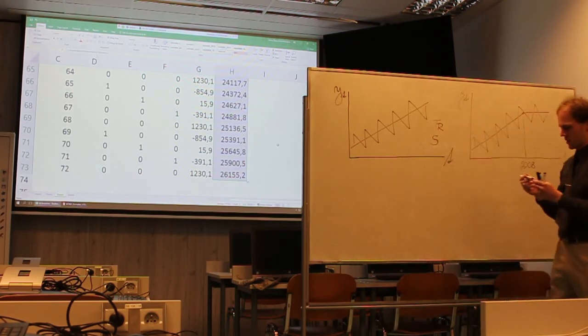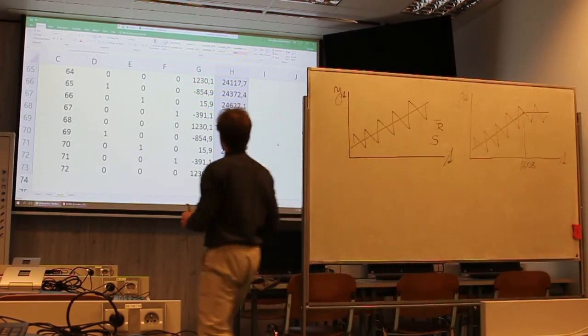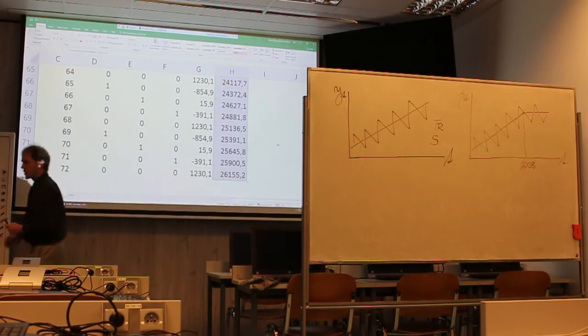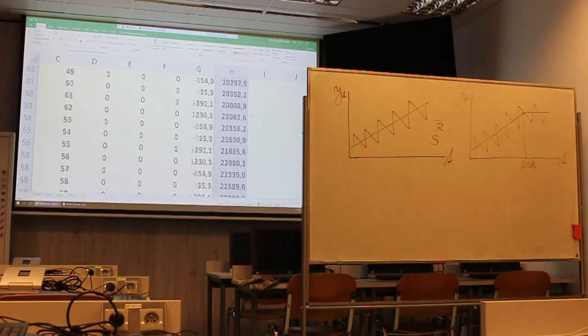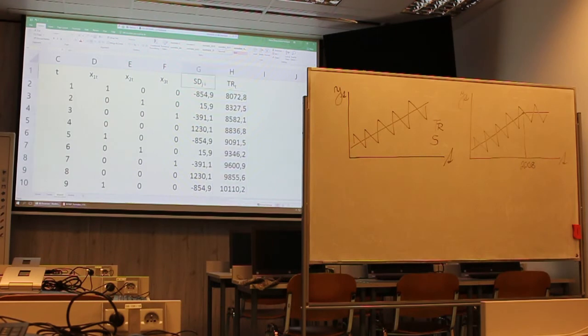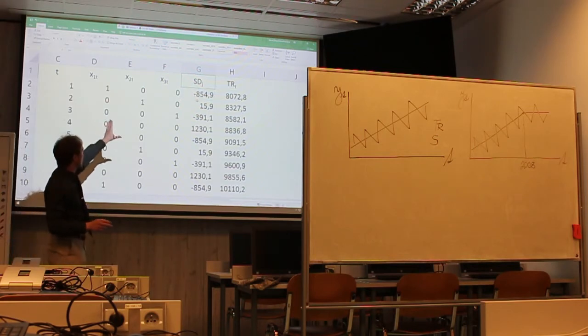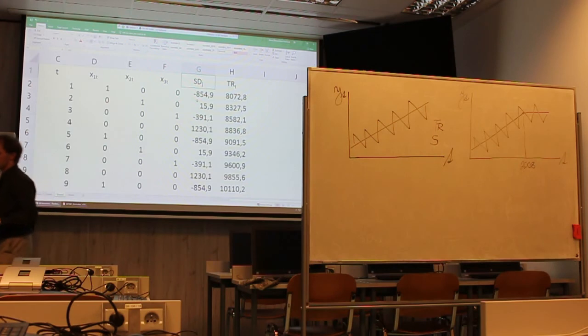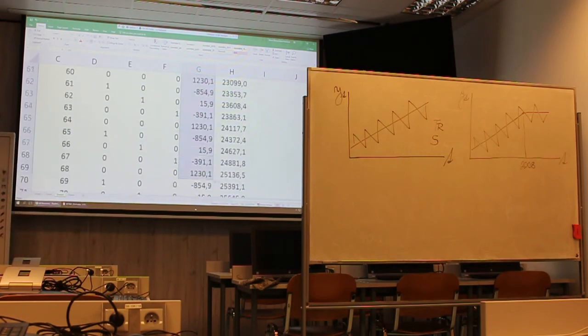So trend and seasonality. We have here seasonality and the trend, SD, seasonality, and trend. We can draw a picture of seasonality and trend if you want. I can select this column.